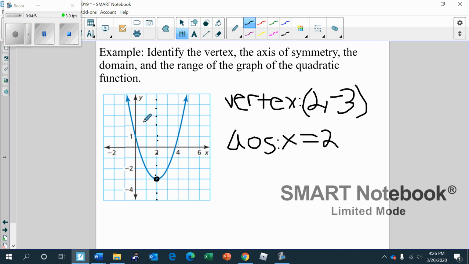If I draw that line, if I flip this over this side, then I'd be good. And that's symmetrical. So that's all that means.